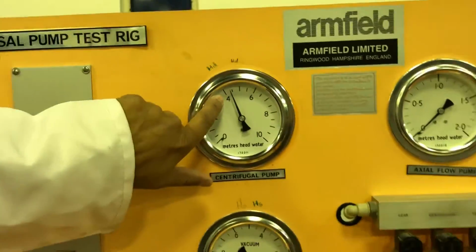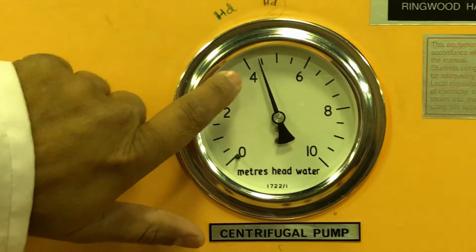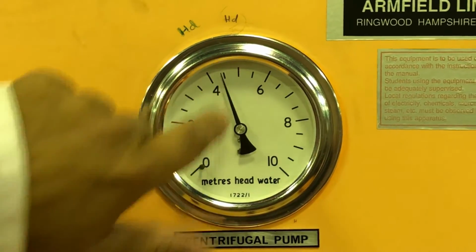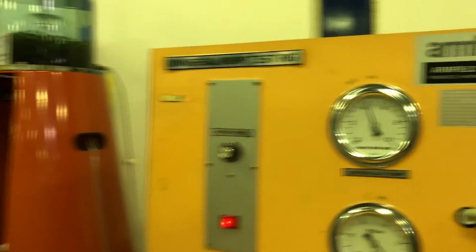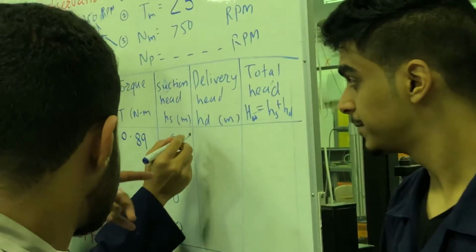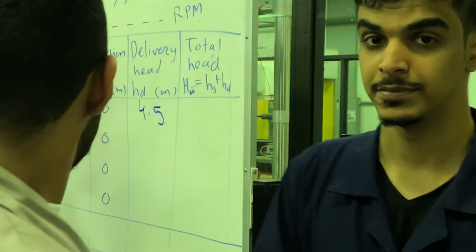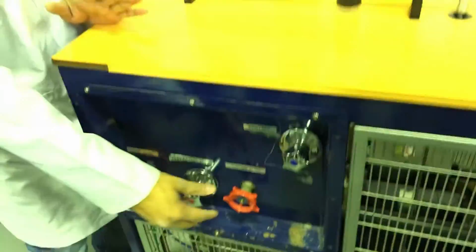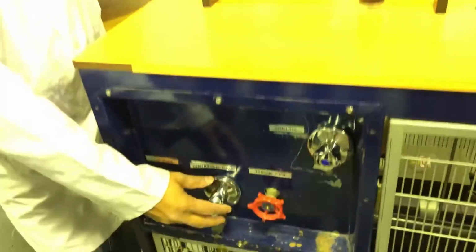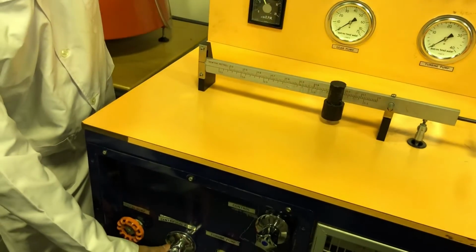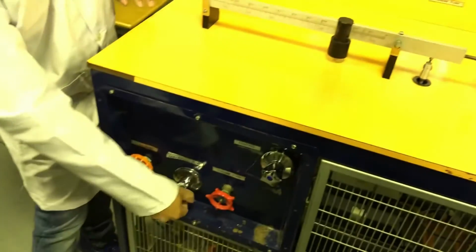What is HD? This is 2, 3, 3.5, 4, 4.5. So you can write 4.5. HD, delivery head, 4.5. Okay, now first reading done. Now second reading, I will decrease the flow rate from here. See, the head will increase.